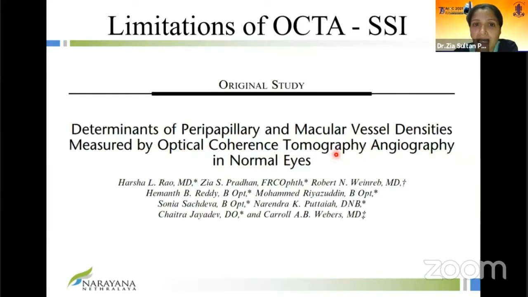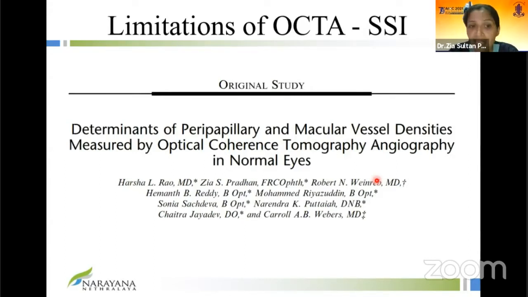And the last thing I'm going to talk about is the signal strength index. Whenever you have a parameter that you're looking at, you need to know what are the determinants of that parameter. For example, if you have cup disc ratio, one of the big determinants of what the cup disc ratio is are the disc size. The bigger the disc, the more the cup disc ratio.